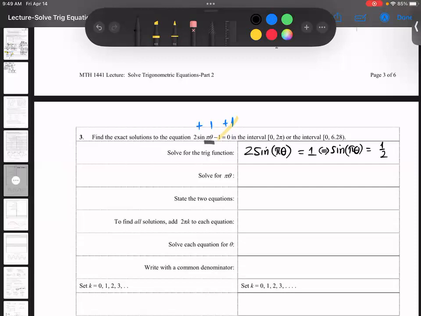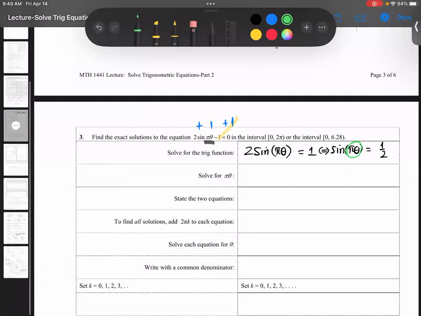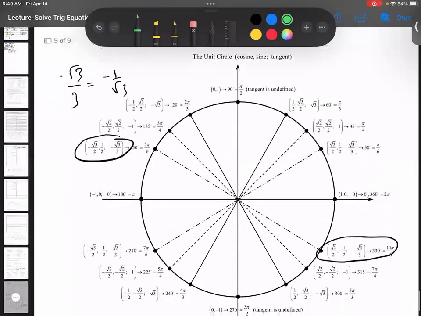Now, imagine just for now that this part right here is just sine x. Imagine the whole thing, x equals pi theta, is just x. I don't want to see that it's pi theta. Naturally, you look up the unit circle. So what is the angle? The sine is 1/2.